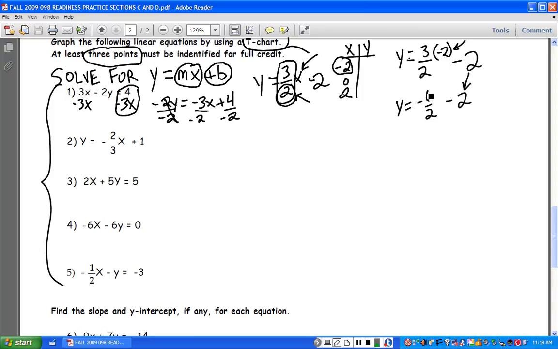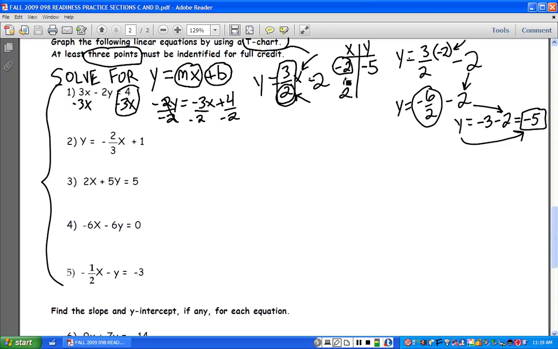-3 times 2 gives a -6. Now you got a -6 over 2. Well, -6 over 2 is the same as saying y equals -3, and you still got your -2. Alright, so y equals -3 minus 2, which equals -5. So y equals -5 when you plug in a -2 for x. So when x is -2, y is -5.